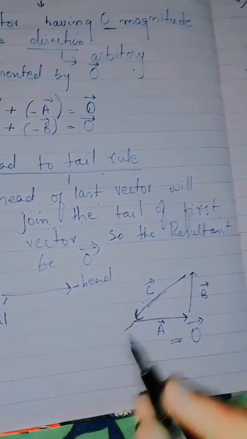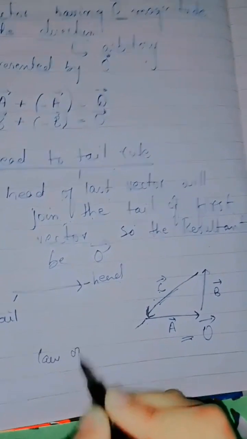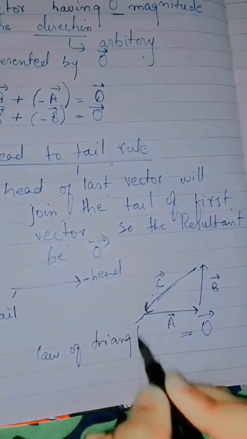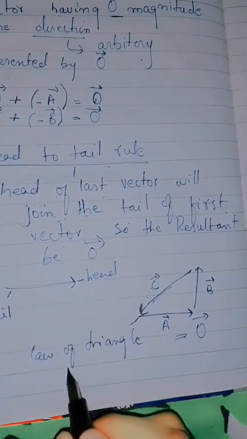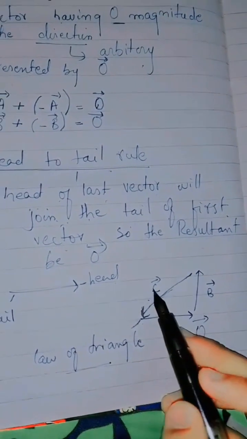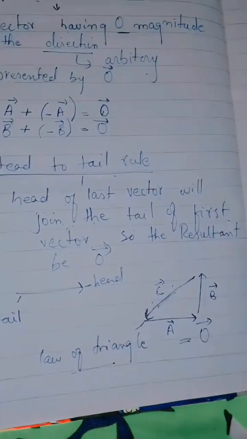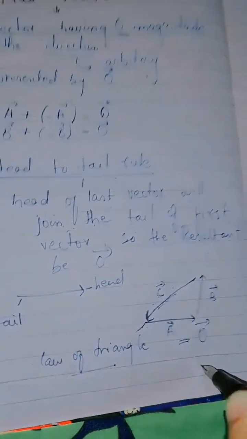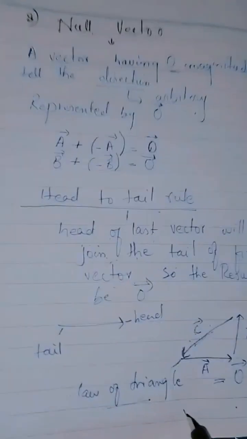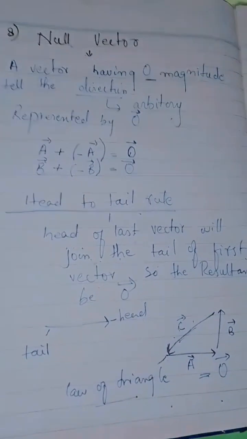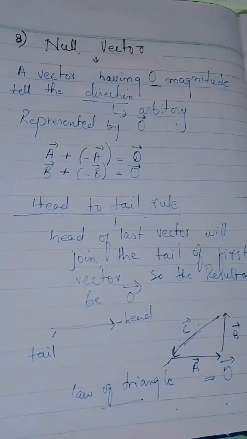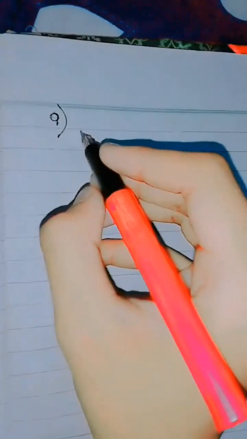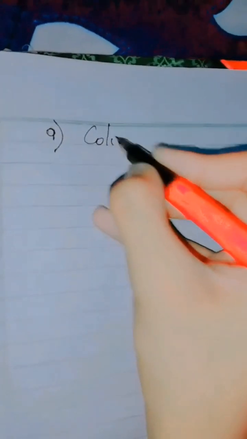That is also known as the law of triangle. The law of triangle means that the head of the last vector will join or attach the tail of the first vector, so the resultant will be a null vector. That was about the null vector. The null vector is having a zero magnitude, but it is considered as a vector. Talking about another vector, that is collinear vector.